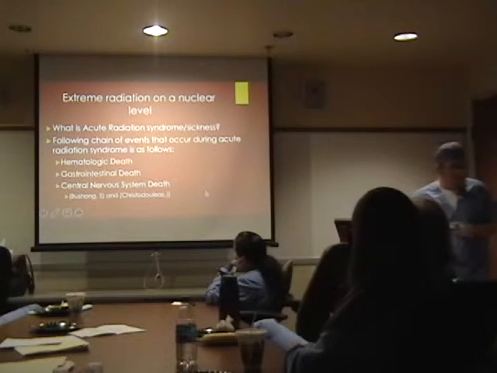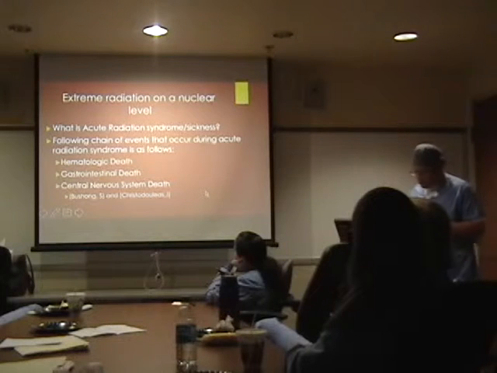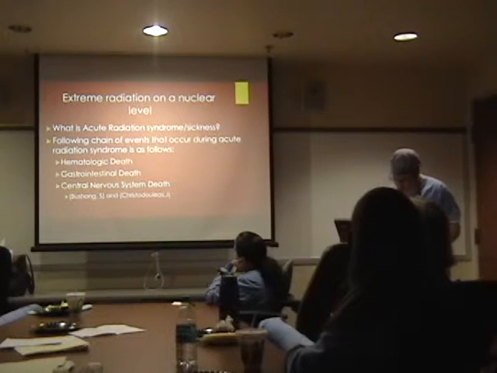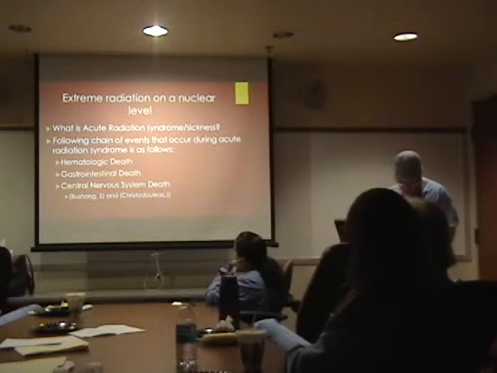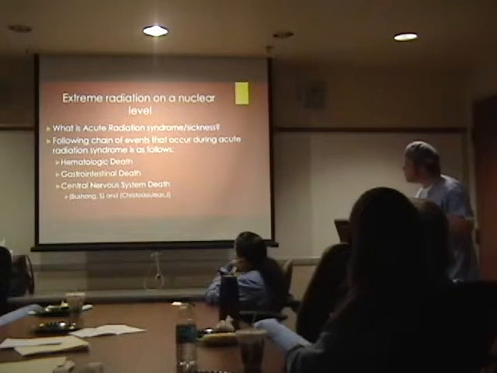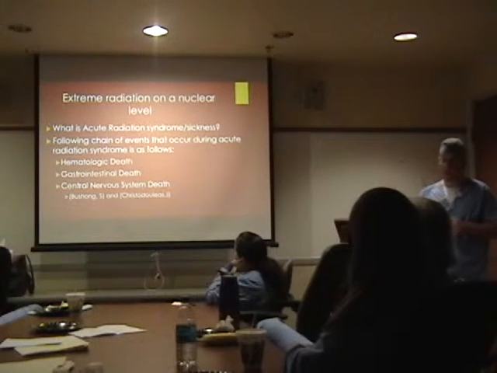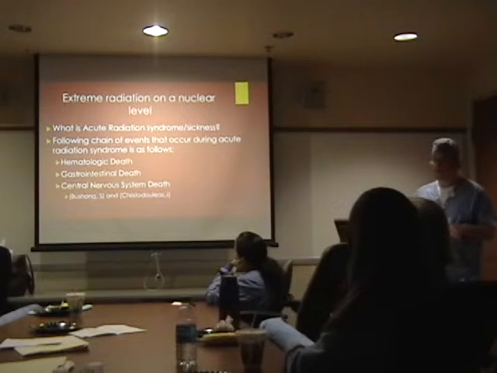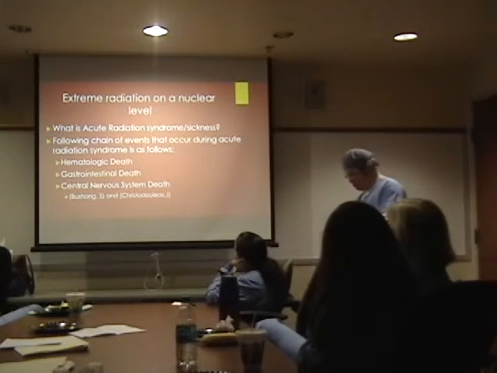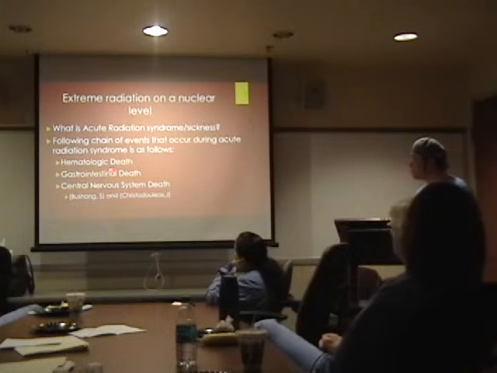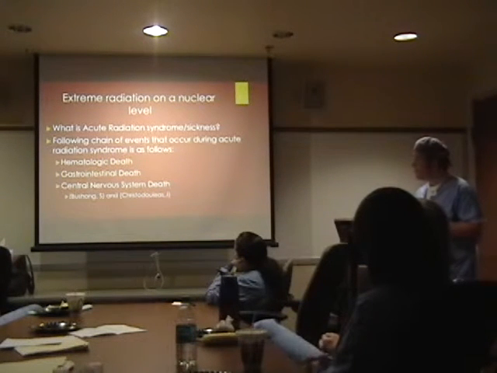So acute radiation syndrome sickness. So what exactly is it? Following this chain of events, this is what happens. You have hematologic death, GI death, as well as central nervous system death. So if you have central nervous system death, you also got this and you got this.